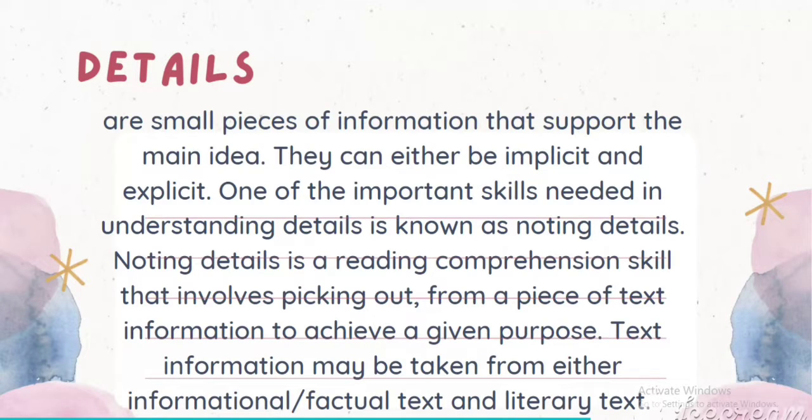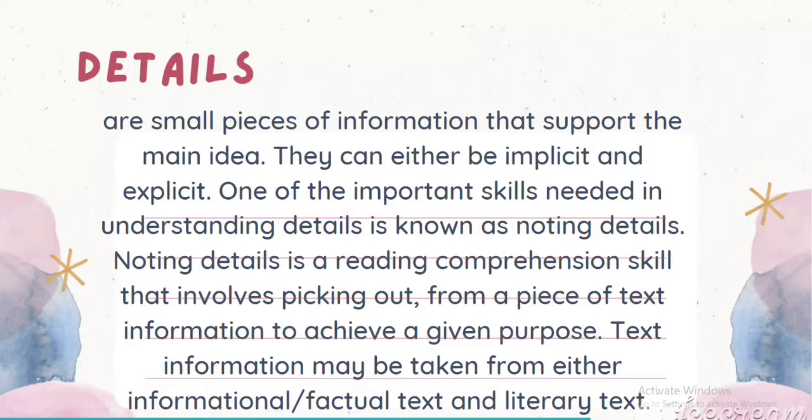Now, let's go back and talk about the meaning of details. Yes, they are small pieces of information that support the main idea. They can either be implicit and explicit. One of the important skills needed in understanding details is known as noting details. So, noting details is a reading comprehension skill that involves picking out from a piece of text information to achieve a given purpose. Text information may be taken from either informational or factual text and literary texts.